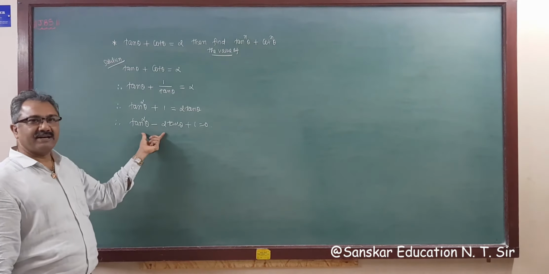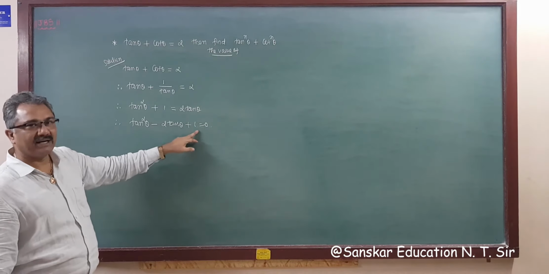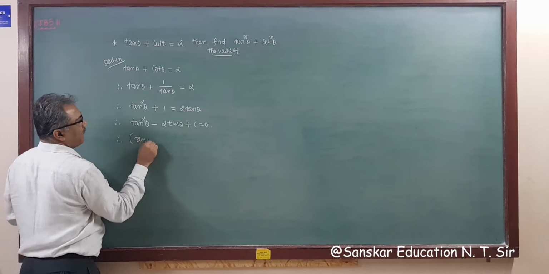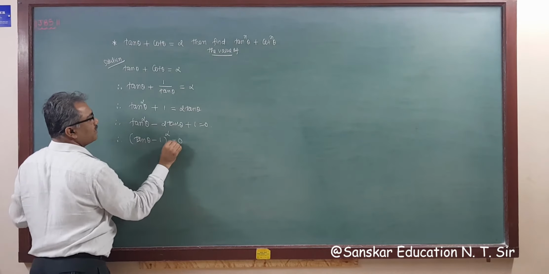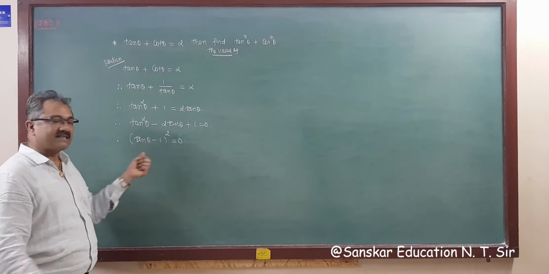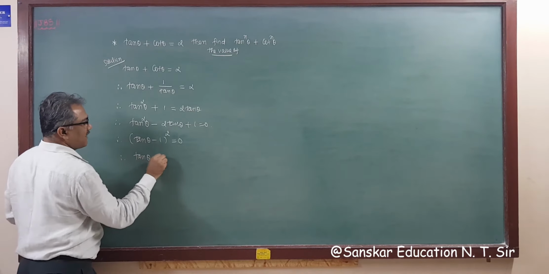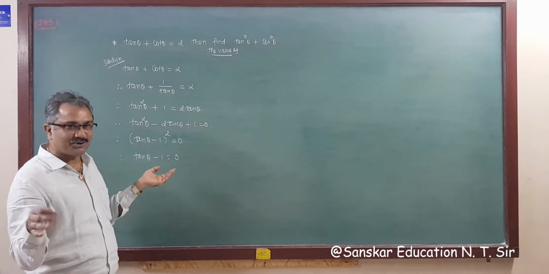Right? Now this is a perfect square. So this is a perfect square of tan theta minus 1. So this is tan theta minus 1 whole square is equal to 0, right? Taking square root both sides, this is tan theta minus 1 is equal to 0, because the square root of 0 is always 0. No need to write positive or negative.